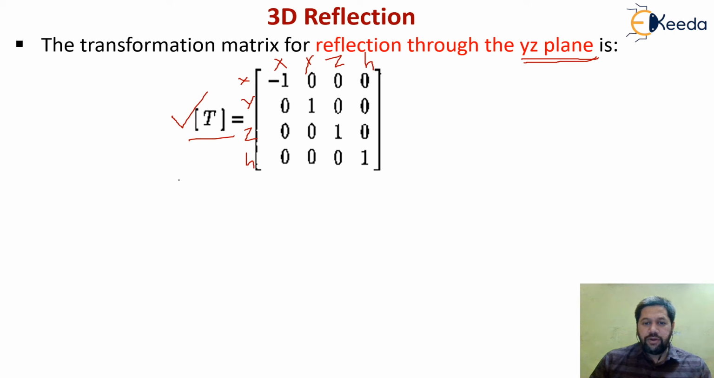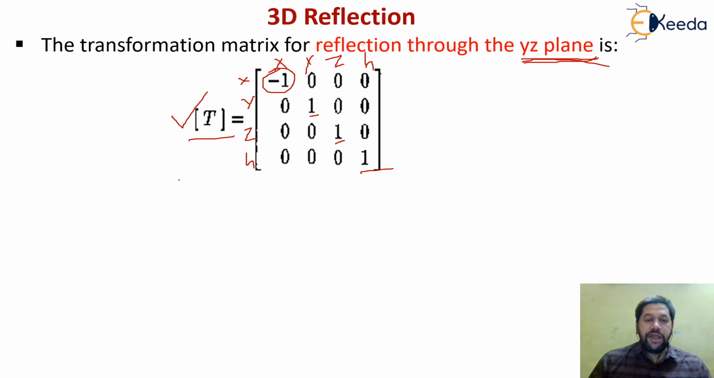The reflection through the yz plane indicates that the x value will be minus 1, and that is represented here. X will be minus 1, the y diagonal term is 1, the z diagonal term is 1, and obviously h is 1, and all remaining values are 0. So remember this transformation matrix, which is used for the reflection through the yz plane.